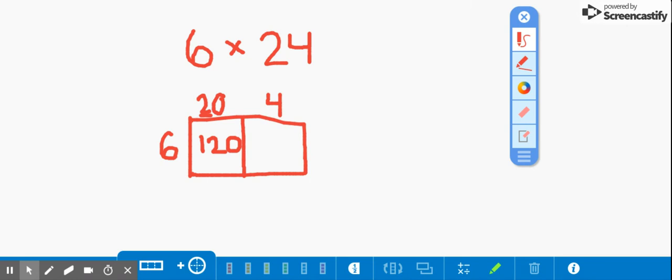Then I can do this box. 6 times 4 is 24. And then I add my products back together. 120 plus 24 is 144.